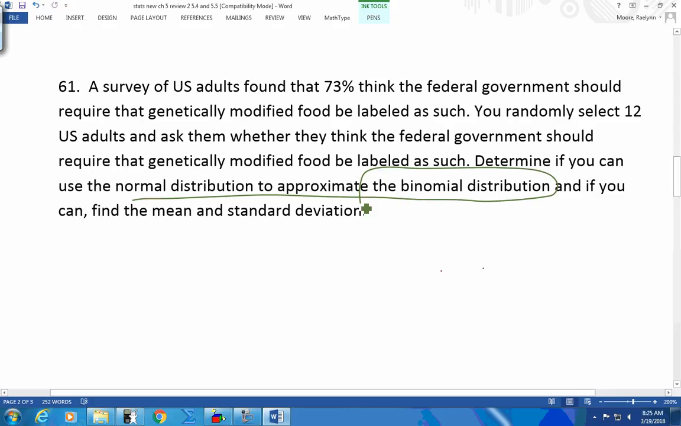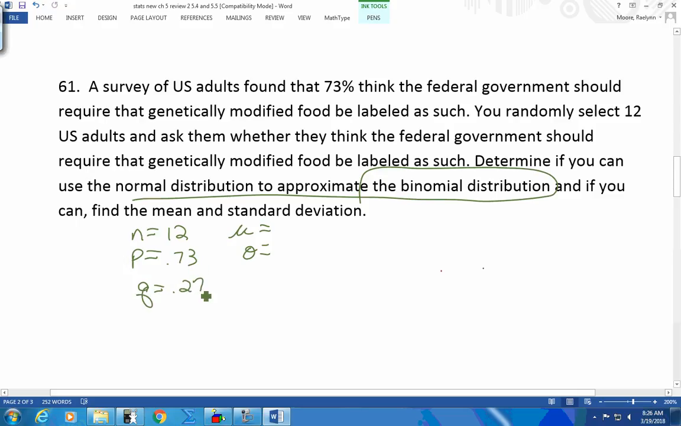So I've got a binomial situation. What information am I given? I'm given a sample size, and I need a mean and a standard deviation. Am I given that? No, tragic. So what things give me N and P? I'm given the P and the Q. So what's my P? 0.73. What's my Q?